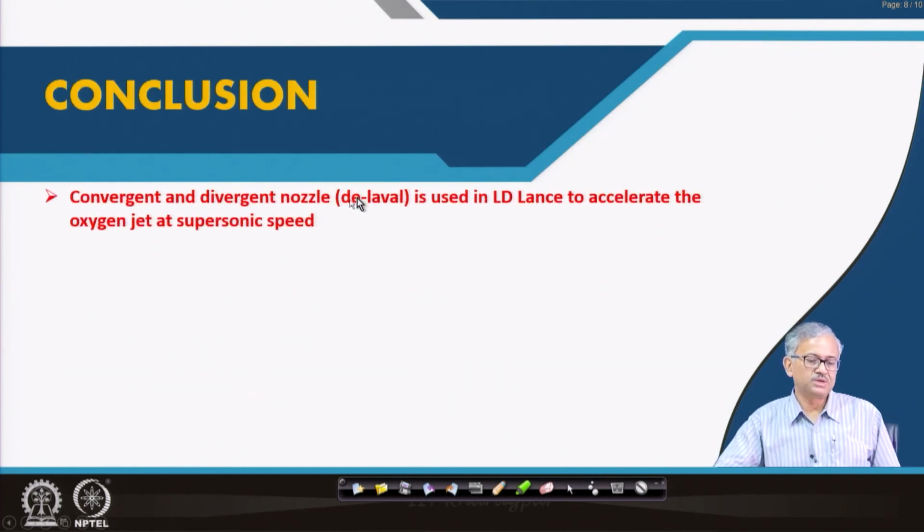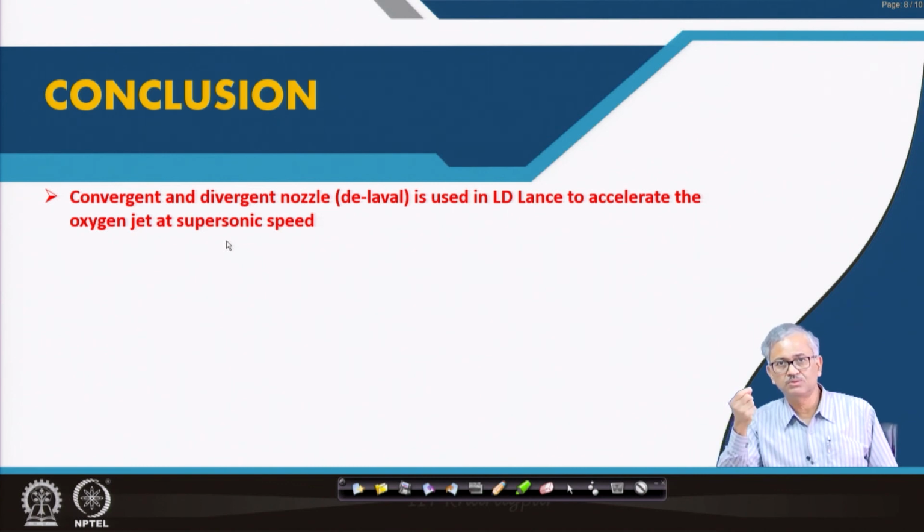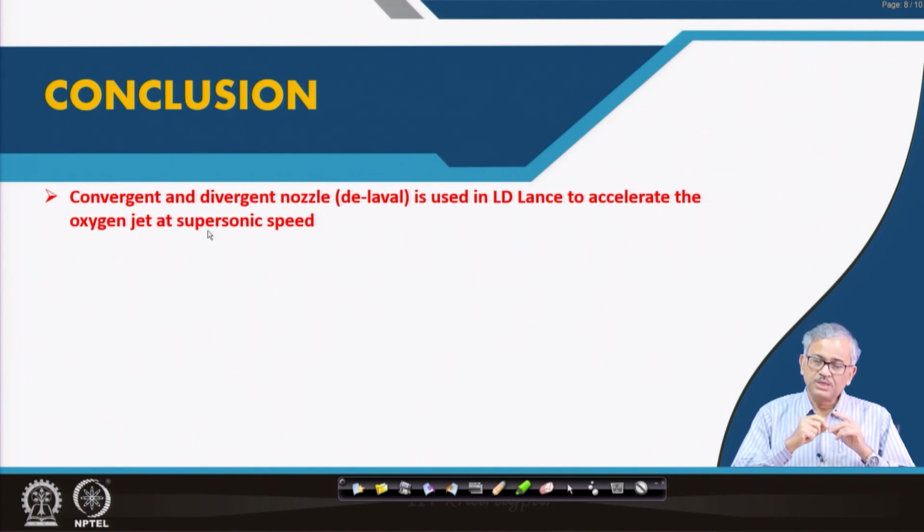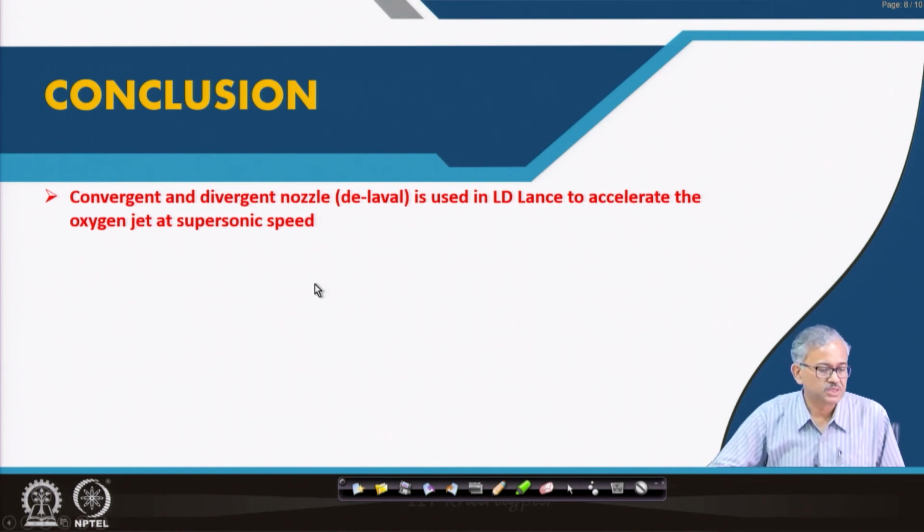So, these are the references, and then the conclusion we can say is, first, that the convergent divergent nozzle, that is a D level nozzle, is used in LD lances to accelerate the oxygen jet to supersonic velocity without any shock wave generation, because when the jet emerges from the nozzle end, its pressure is almost equal to the atmospheric pressure. So, a convergent divergent type of nozzle is required. That nozzle only ensures the emergence of a supersonic oxygen jet with pressure equivalent to the atmospheric pressure without any shock wave generation.